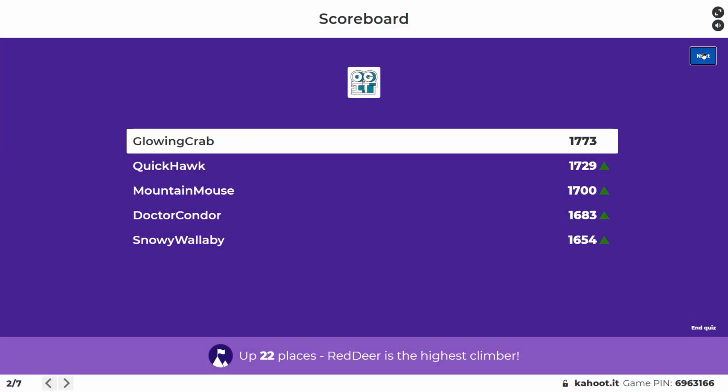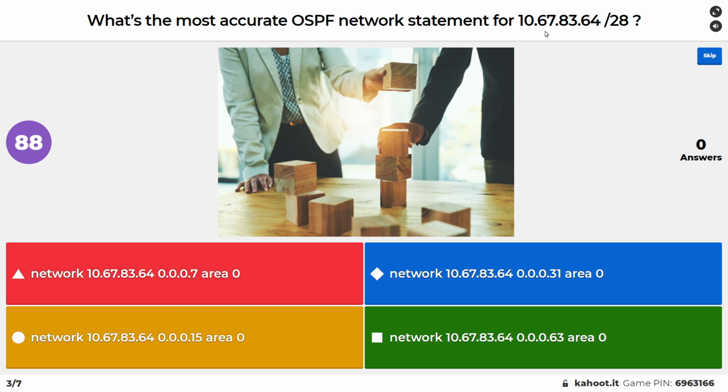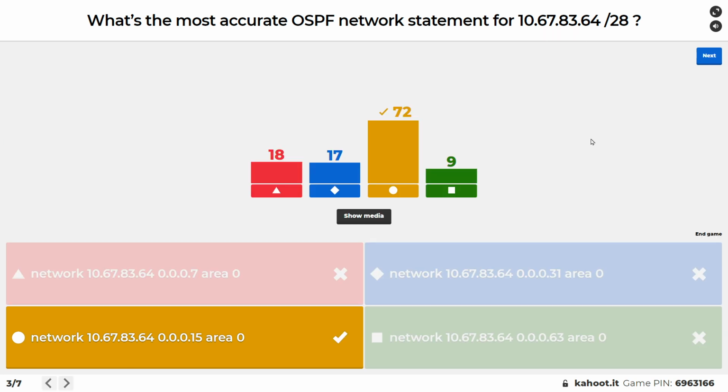And here's our next question. What's the most accurate OSPF network statement if we want to include 10.67.83.64? All right, a lot of people on the correct answer doing the math. One of the things that I often do is if I think I know the answer to something, I'll still work it out. It might take just a few moments, and that way I can confirm it.